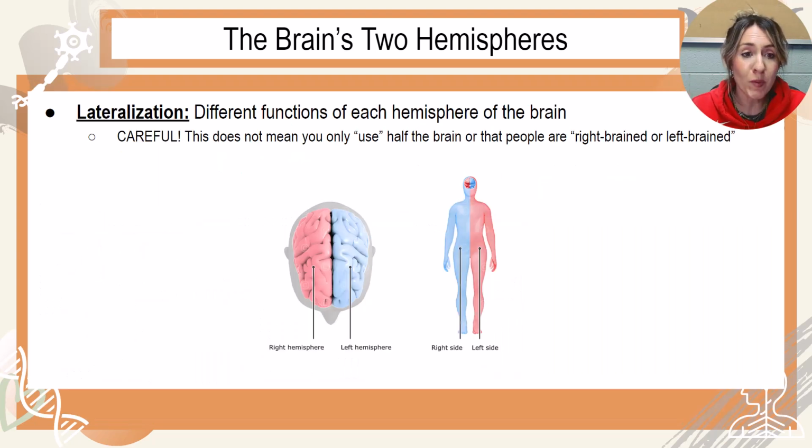So what we learned about the brain is this idea called lateralization, so that different functions of each hemisphere exist in the brain. One of the most important things is that the right hemisphere controls the left side of the body, and the left hemisphere controls the right side of the body, right? Now, be very, very careful as we learn about this. Just because the hemispheres have specialized functions doesn't mean you only use half of it or that somebody is right-brained or left-brained. You use both brains for almost every task that you do on a daily basis.